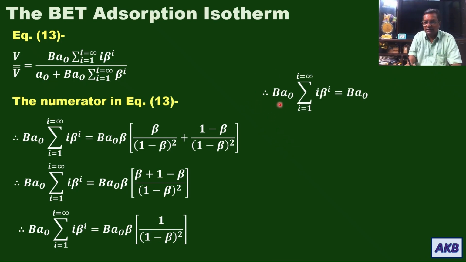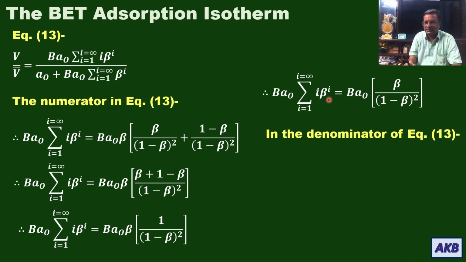So that is b into a naught into summation of i beta raised to i, where i goes from 1 to infinity, is simply equal to b into a naught into beta upon 1 minus beta squared. That is how we simplify the term in the numerator of this equation. Now let us look at the denominator.